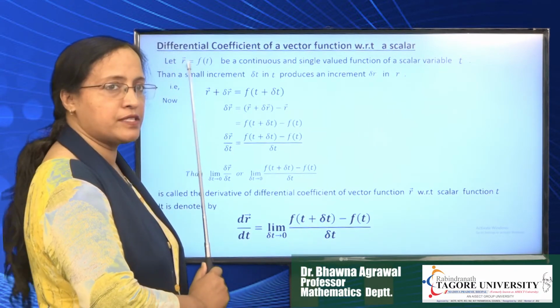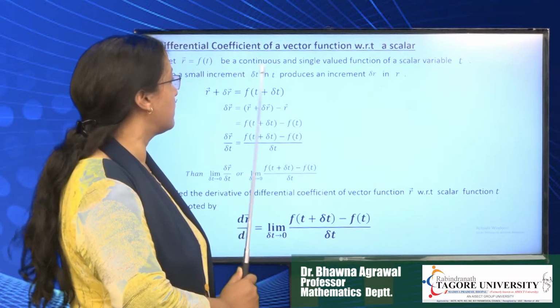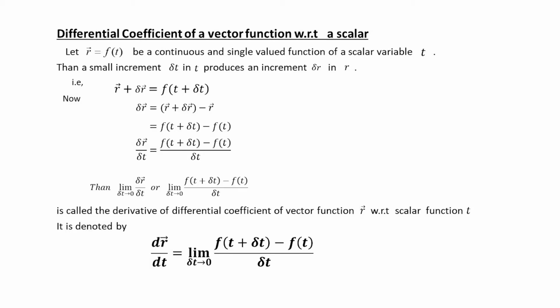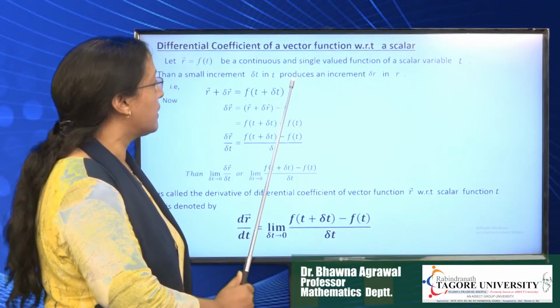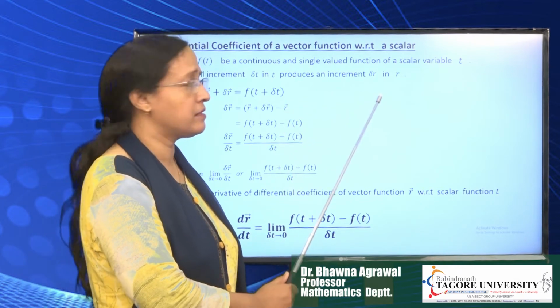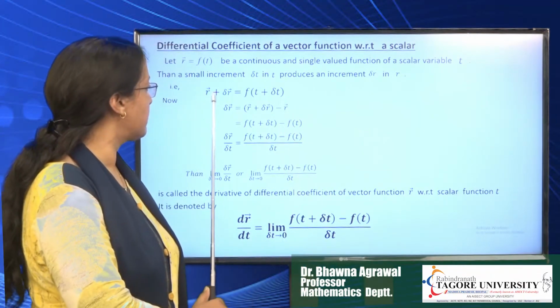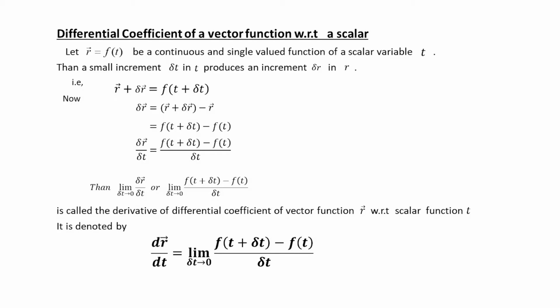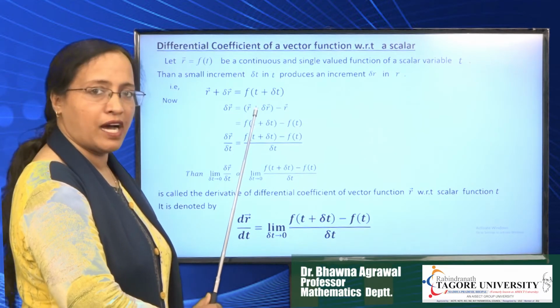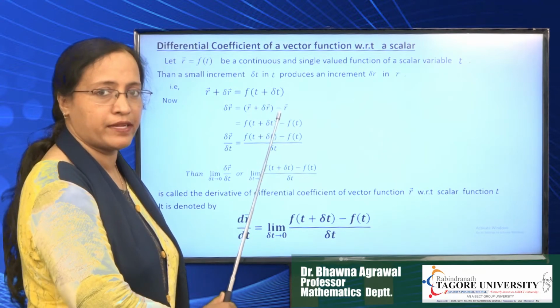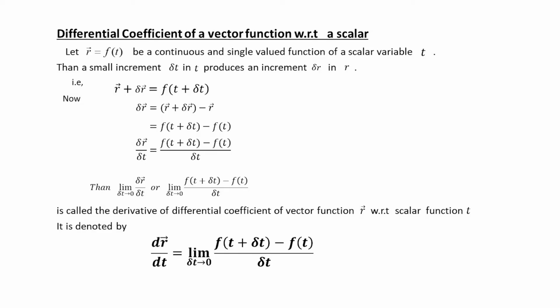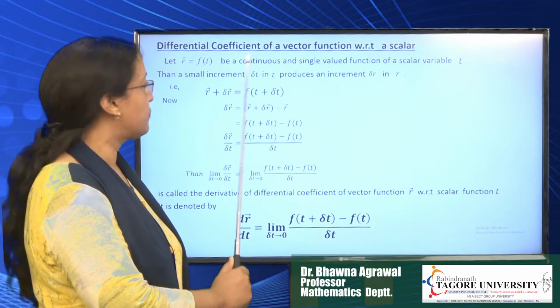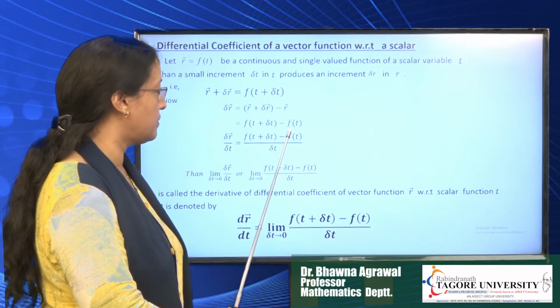Let r vector equal f of t be a continuous and single valued function of a scalar variable t. Then a small increment del t in t produces a small increment del r in r. That is, r plus del r equals f of t plus del t. Adding and subtracting r vector, del r is f of t plus del t minus f of t.